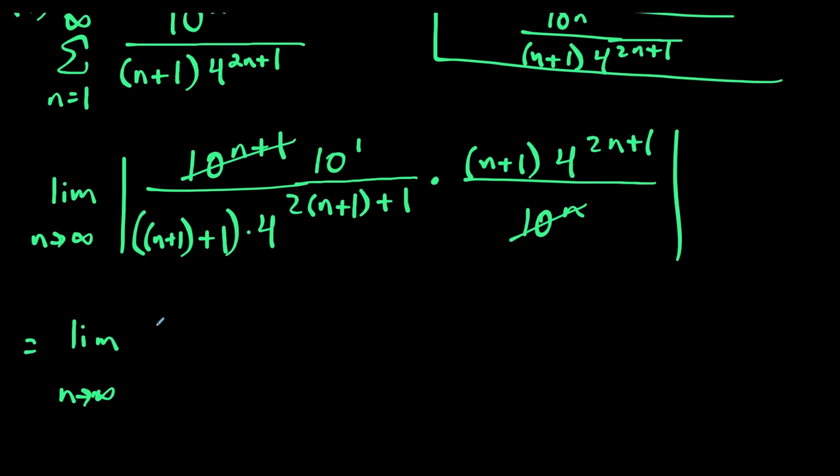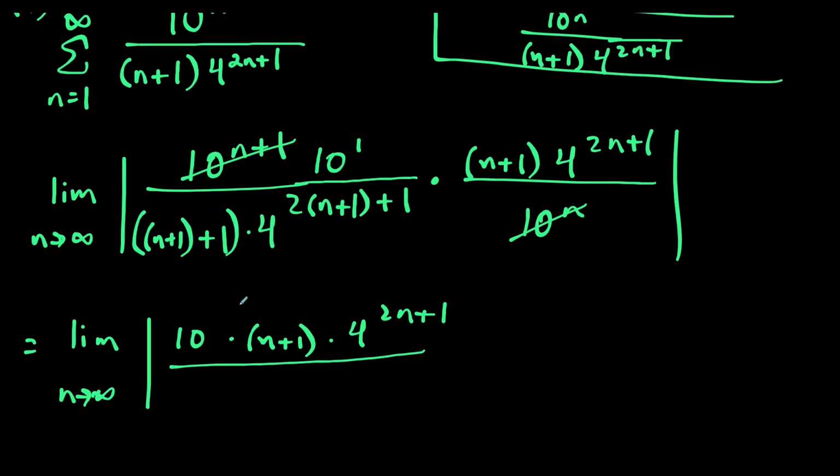And now what we could do is write the leftovers. So we have 10. And then the rest of what we have on top here is, well, we're going to have times n plus 1 times 4 to the 2n plus 1 over, and then n plus 1 is n plus 2. And then we're going to have 4 to the, and if we distribute this, this is 2n plus 2. So this here simplifies to 2n plus 2, but then plus an extra 1 will give us 2n plus 3.